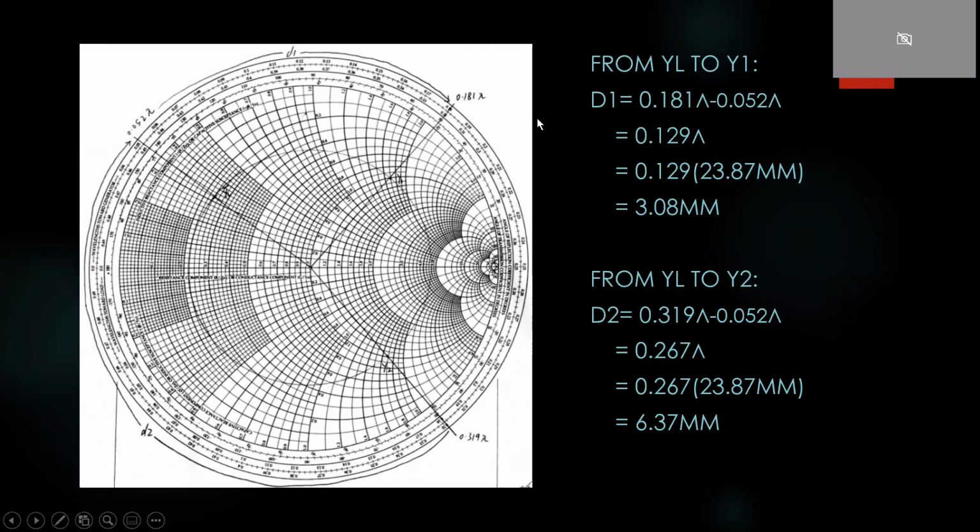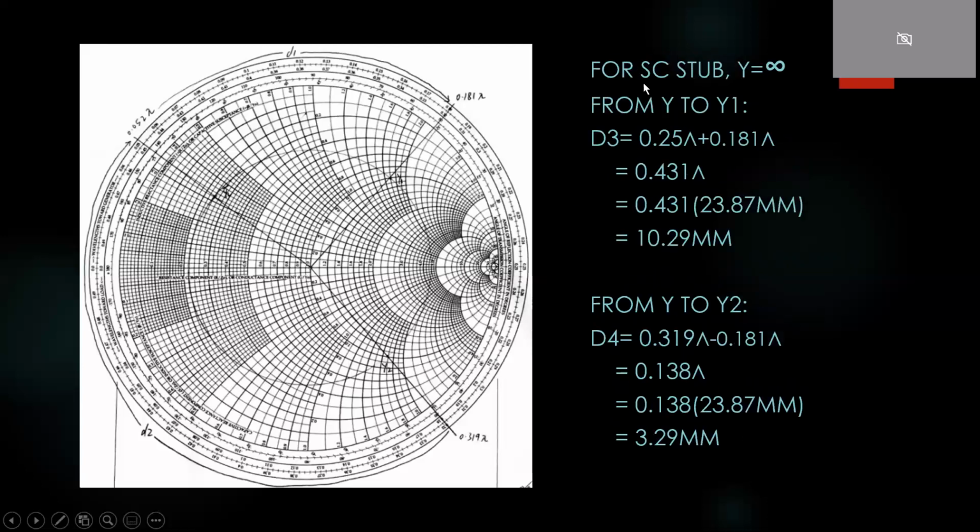As you can see, from YL to Y1, the distance is 0.181 minus 0.052 lambda. After we do the calculation and multiply with the lambda, we get the distance 3.80 mm. The same for YL to Y2, from here to here, we find 0.319 minus 0.052. Then multiplying with the lambda, we get 6.37 millimeter.